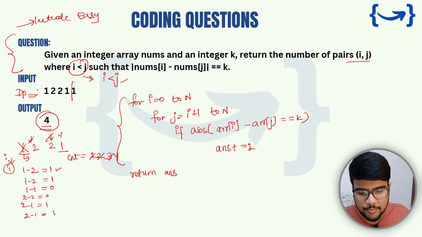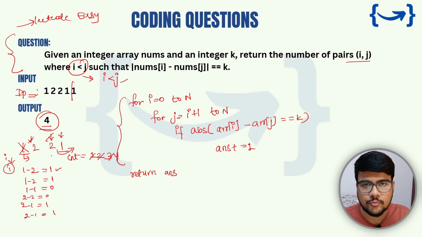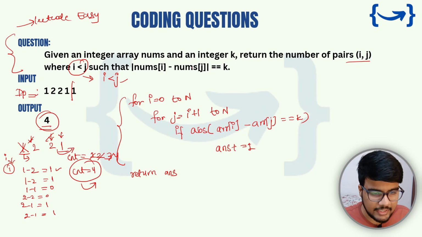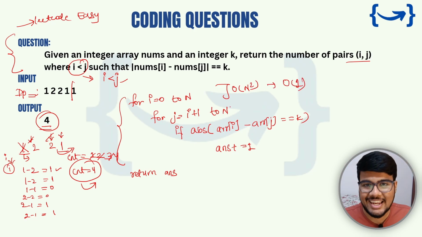And when my i comes to the next, I don't have a j to point to, because my j will go out of bound. So my while loop will terminate, and in the end, my count will have 4, and I need to return the same. So this is the particular approach. This takes O of n square time, and it will take O of 1 space because I'm not taking any auxiliary space.